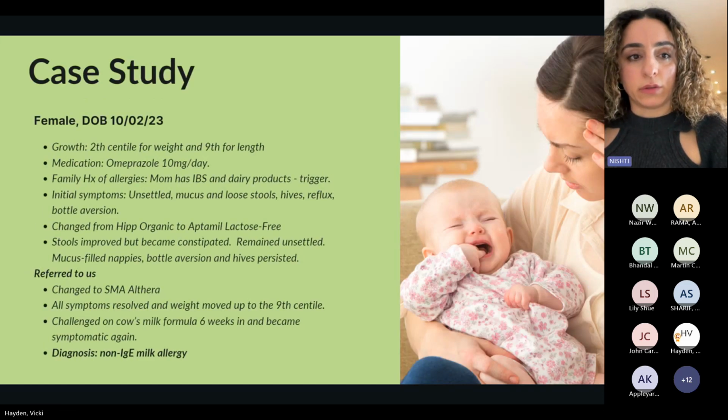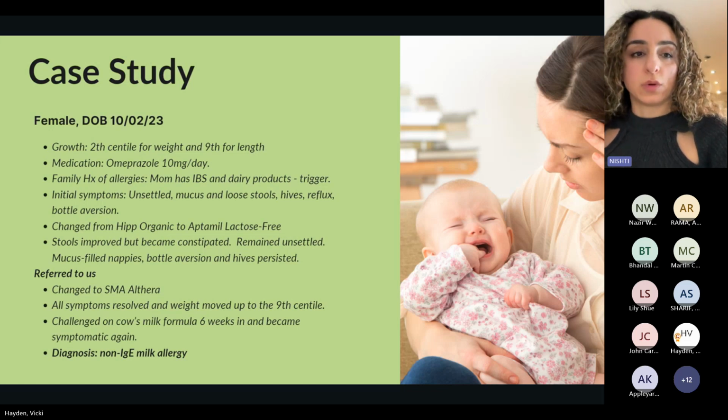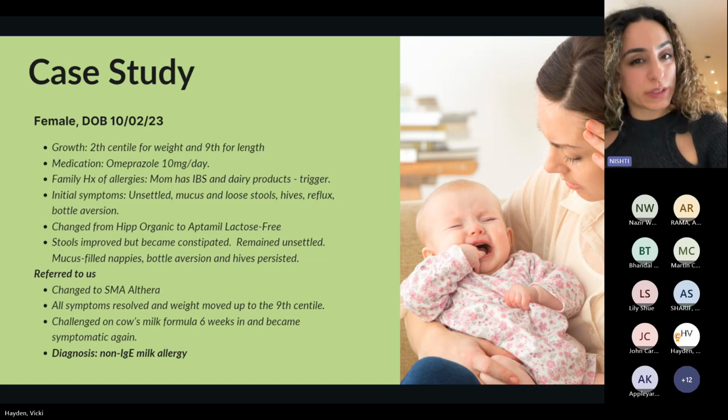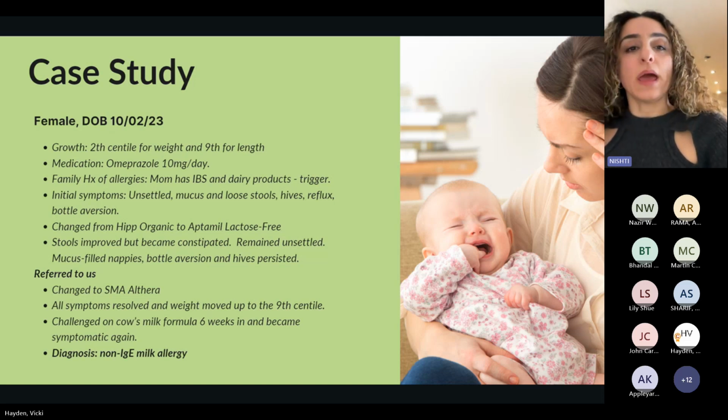And this girl, so she was second centile for weight and 9th for length. She was on omeprazole and there was a family history of allergies. So mom has IBS and dairy products trigger her. Her initial symptoms were that she was unsettled. So this is often something you will hear parents say. She's not settled, she's crying, she's arching her back in pain. Mucus and loose stools, hives, reflux, and bottle aversion.